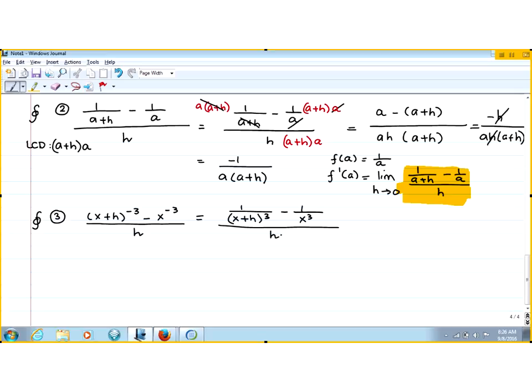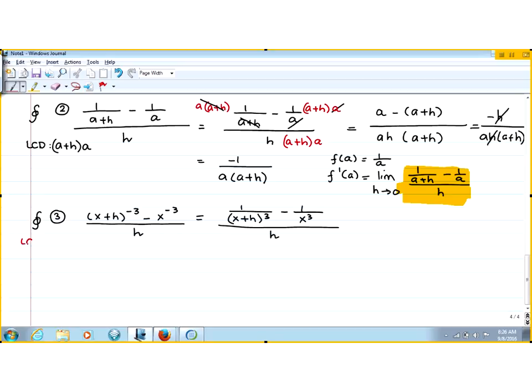Are we using method 1 or method 2? Method 2 still? Yeah. Okay. What is the LCD? x plus h cubed multiplied by x cubed. Yes. Okay, so let's do it.